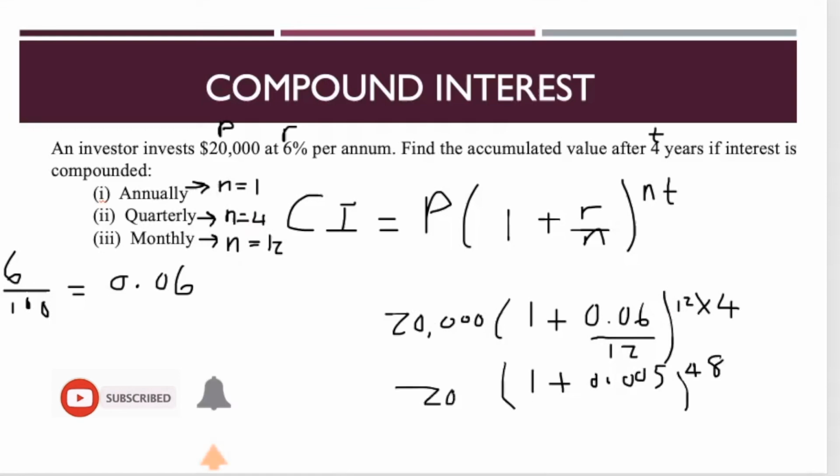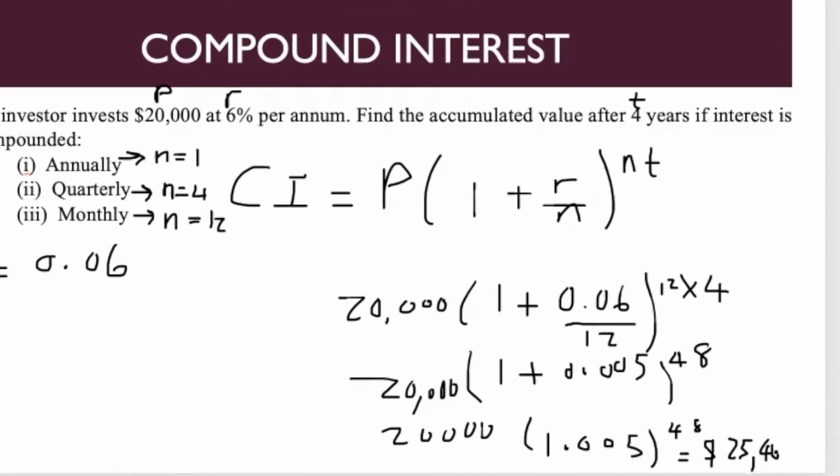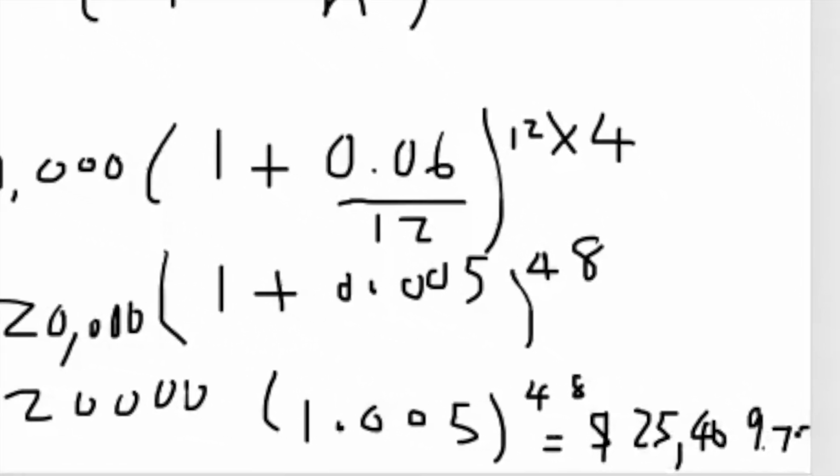I have 20,000 here. So rewrite my 20,000. And then 1 plus 0.005, that is 1.005 raised to the 48. So calculating, I have 20,000 times 1.005 raised to the 48, and here I will have 25,409.78.